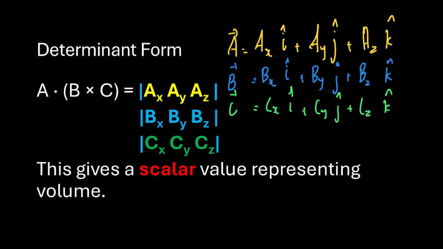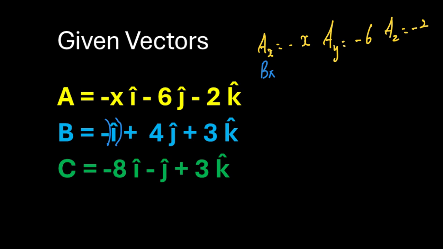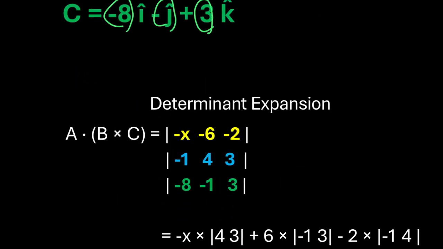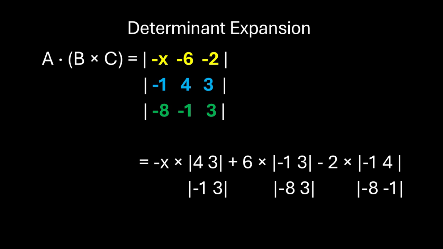Okay. Now, what are the given vectors? A is equal to minus x i minus x j minus 2k, in which case, what is AX? Minus x. What is AY? Minus x. What is AZ? Minus 2. What is BX? Minus 1. What is BY? Plus 4. What is BZ? Minus 8. Right? So when you express the determinant, we have minus x, minus x, minus 2, then minus 1, 4, minus 8, and the third row as minus 1, 3, and so on.